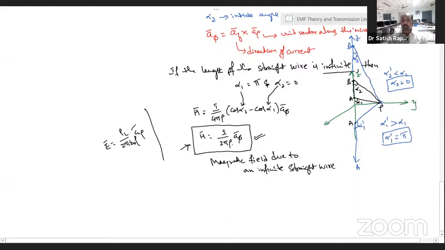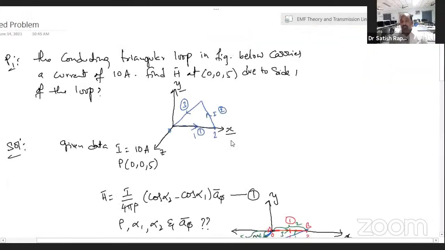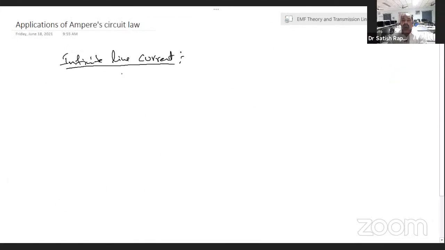So H bar is equal to I by 2 pi rho a phi bar. This is the mathematical expression for magnetic field due to infinite line current. The same equation I am going to derive using Ampere circuit law, which is a very simple procedure.